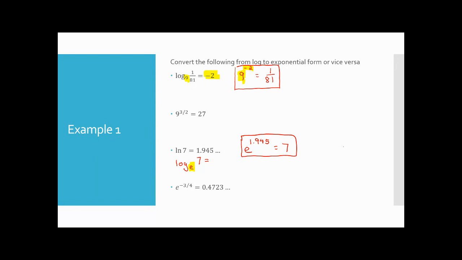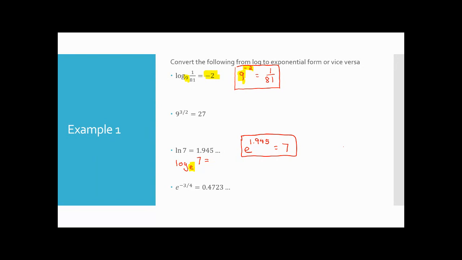I came in a bit at the end of the first equation. I was still kind of setting up the first example. I do understand that e would be the 1.945, and then the 7 would come after. I see the setup there, but I just don't understand why.